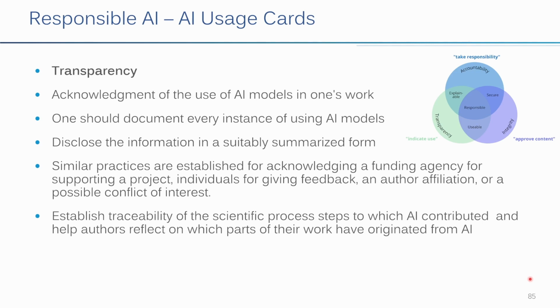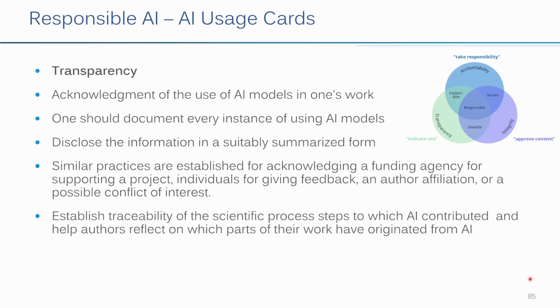And as with the other approaches, we are focusing on how we can acknowledge the use of AI models in someone else's work. So one should document every instance of using these AI models, and most importantly, we should disclose where a given AI model was used. For example, I use a spell checker, or I use a tool such as ChatGPT to improve my introduction or to summarize my related work. So we know where and how it was used.